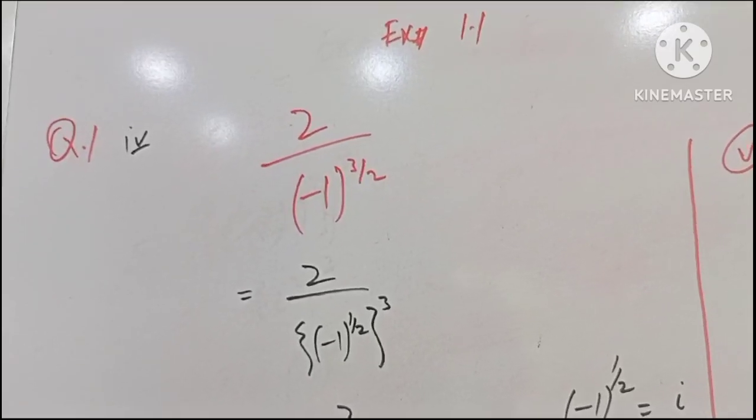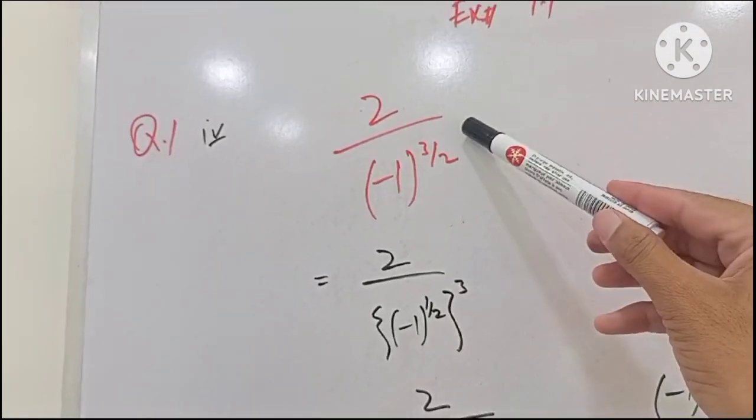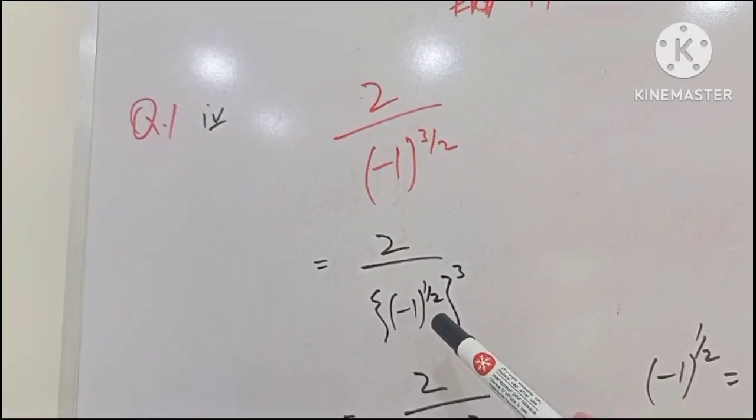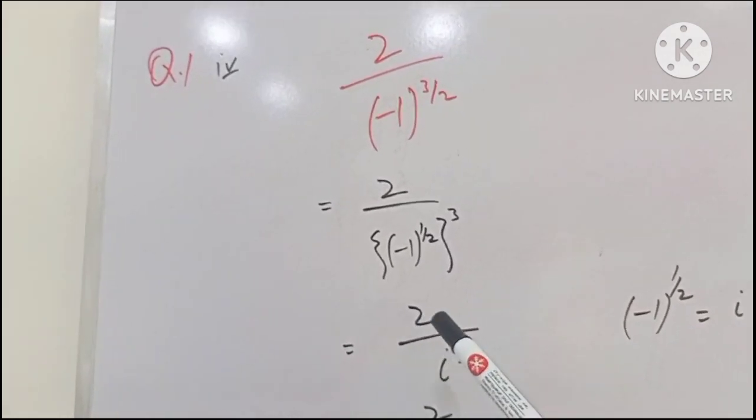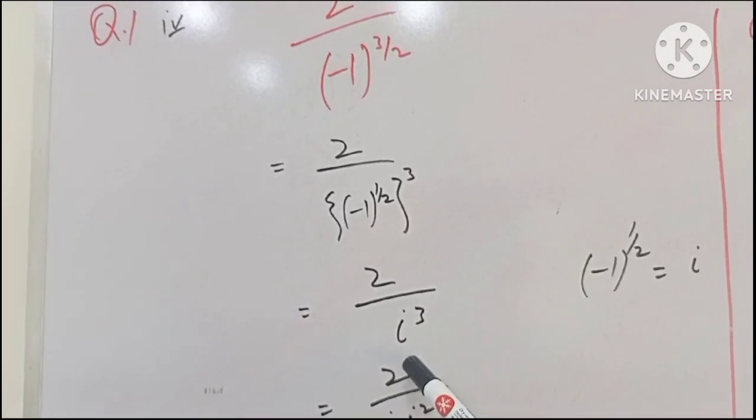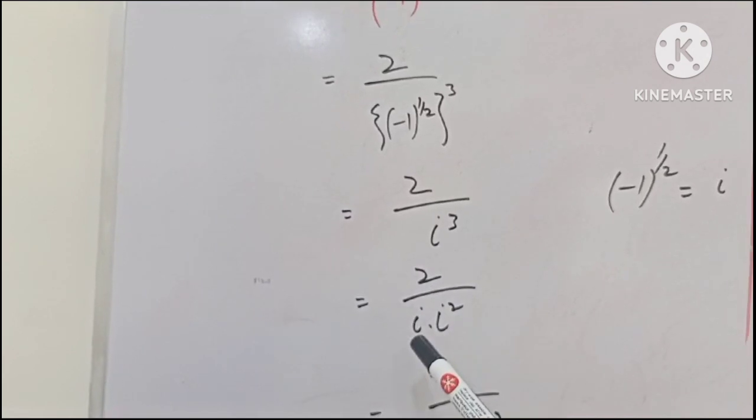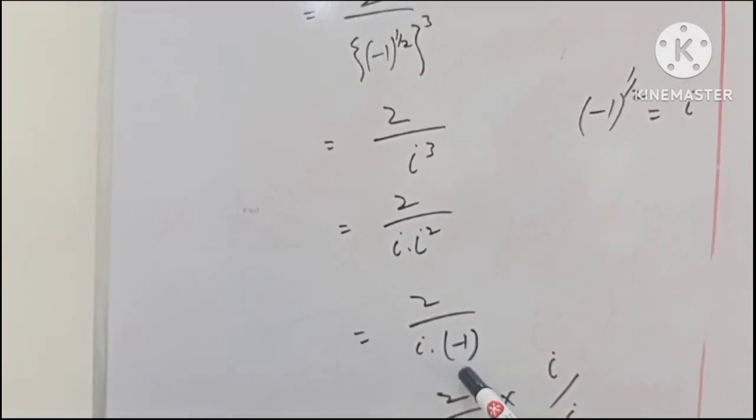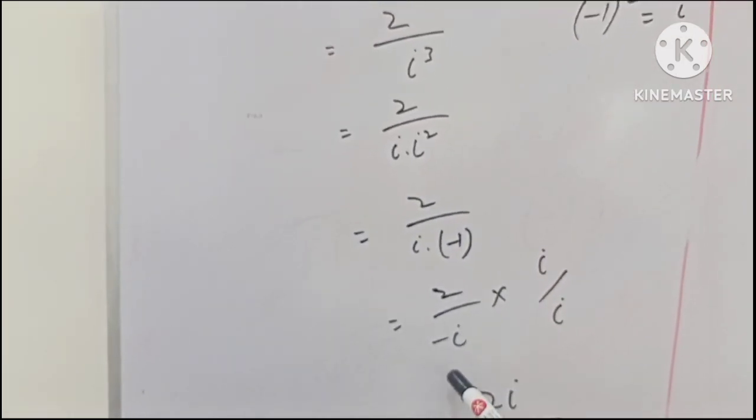Now we solve exercise 1.1, question number 1, part number 4. Here the question is 2 over minus 1 power 3 by 2. As the power 3 by 2 we can write as 1 by 2 into 3, as we know that square root of minus 1 is equal to iota. Now putting the value of square root of minus 1 as iota, it becomes 2 over iota cube. We can write iota cube as iota times iota square, as we know that iota square is equal to minus 1. Putting the value of iota square, we get 2 over minus iota.